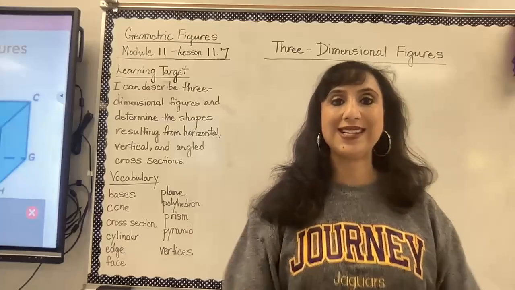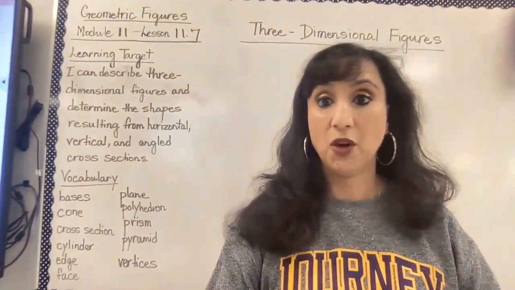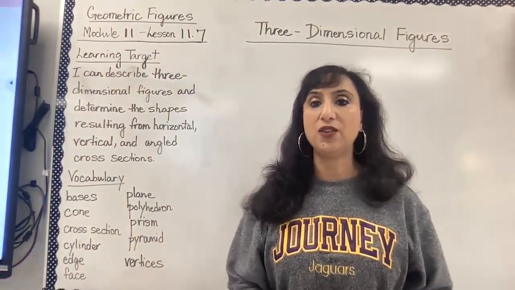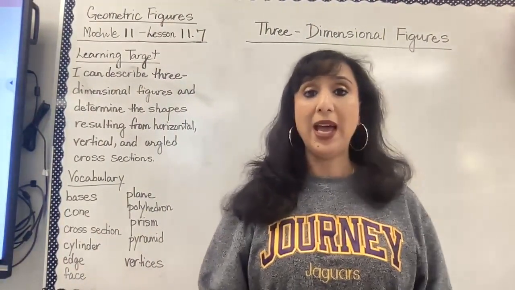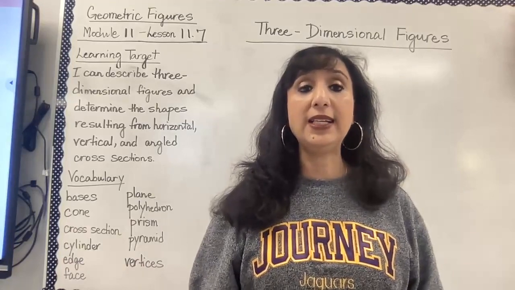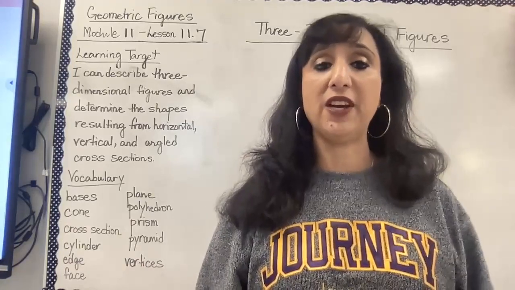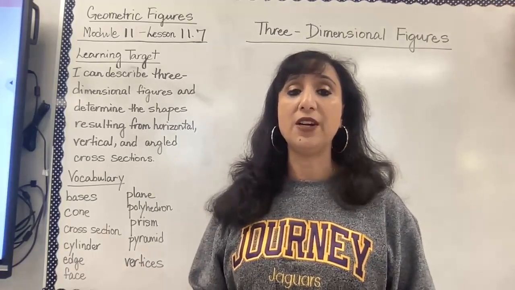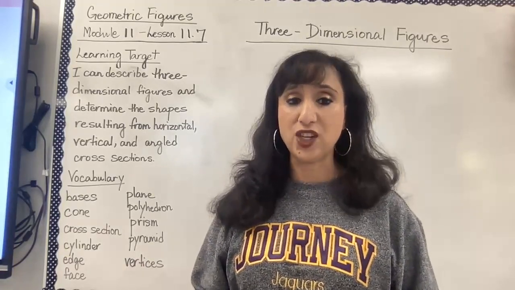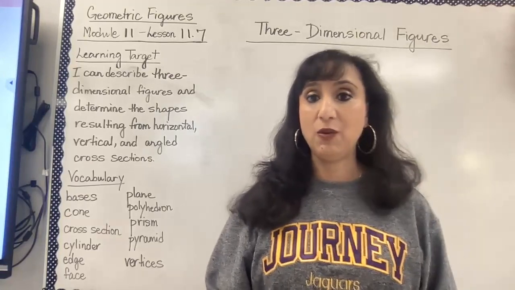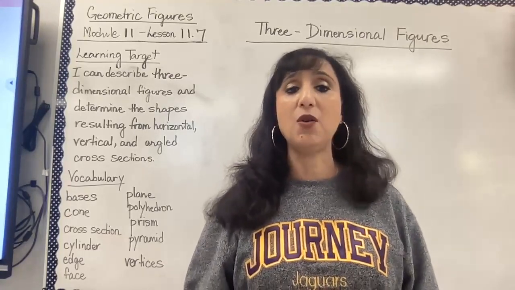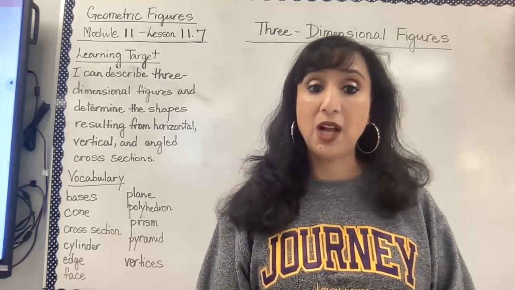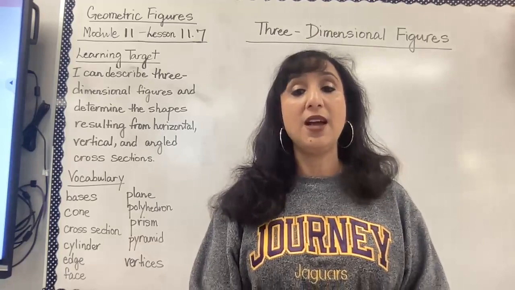So we are into the last lesson in module 11 under geometric figures. And we are going to be talking about three-dimensional figures now. And our learning target: I can describe three-dimensional figures and determine the shapes resulting from horizontal, vertical, and angled cross sections. The vocabulary we'll be talking about are bases, cone, cross section, cylinder, edge, face, plane, polyhedron, prism, pyramid, and vertices.